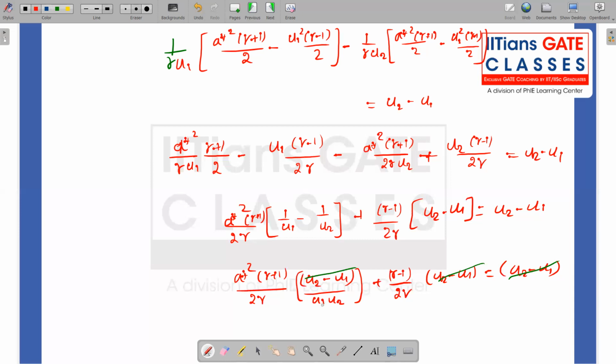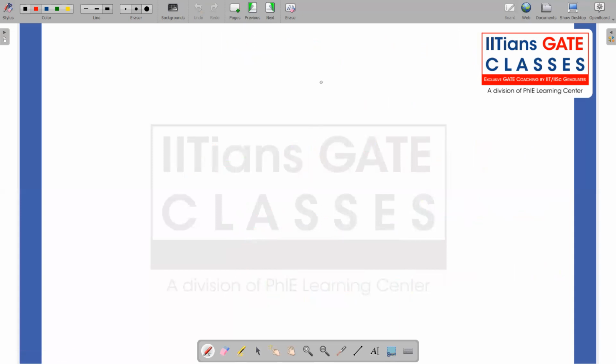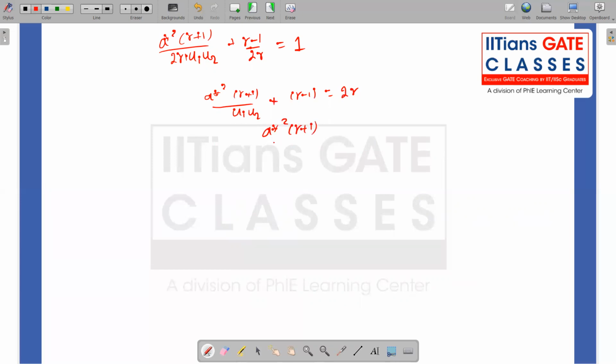So now we are left with a star square times gamma plus 1 divided by 2 gamma times u1 u2 plus gamma minus 1 divided by 2 gamma, which is equal to 1. Or, this 2 gamma is common, so I can take it to the other side. A star square times gamma plus 1 divided by u1 u2 plus gamma minus 1 is equal to 2 gamma, and take to other side. So this gives me a star square times gamma plus 1 divided by u1 u2 is equal to 2 gamma minus gamma plus 1, that is gamma plus 1.